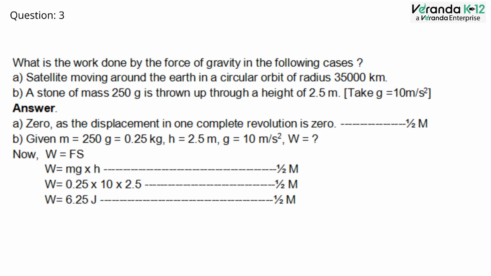Answer for part A. Work done will be 0 since in circular motion the direction of force is always perpendicular to the displacement. Answer for B. Work done by gravity, that is W is equal to mgh, which in turn is equal to 0.25 into 10 into 2.5, which will give you the work done is equal to 6.25 joules.